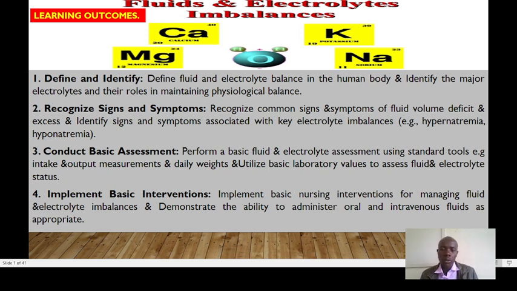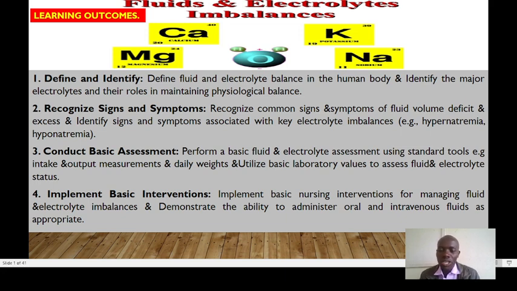So the first objective, you should be able to define the fluid and electrolyte imbalance. You should be able to identify electrolytes and also state the roles they play in maintaining the physiological balance. Number two, by the end of this session, you should be able to recognize common signs and symptoms of fluid volume deficits and excesses associated with these fluid and electrolyte imbalances, like hypernatremia, hyponatremia, hyperphosphatemia, hypercalcemia. We are going to look at them.